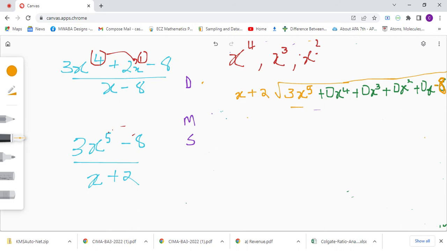We start our process. Divide 3x to the power 5 by x, we get 3x to the power 4. 3x to the power 4 times x, we get 3x to the power 5, plus 3x to the power 4 times 2, we get 12x to the power 4.